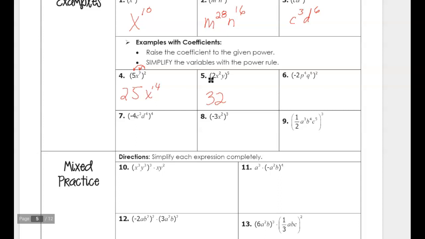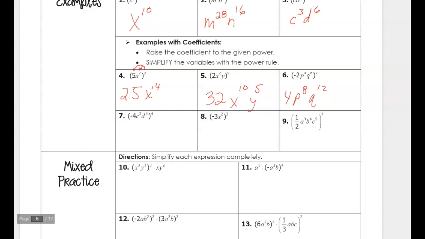And then we have our x squared times 5, which is x to the 10th, and y to the 1 times 5, which is y to the 5th. Moving right along, I'm going to keep throwing as many examples at you as I can. -2 squared becomes 4, and then 4 times 2 is p to the 8th, and 6 times 2 is q to the 12th.